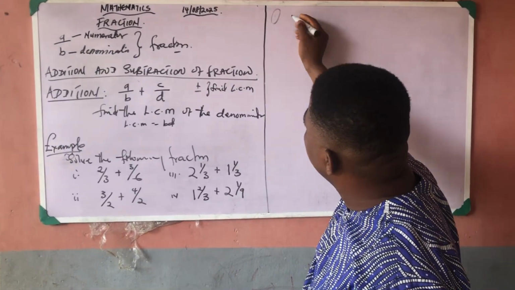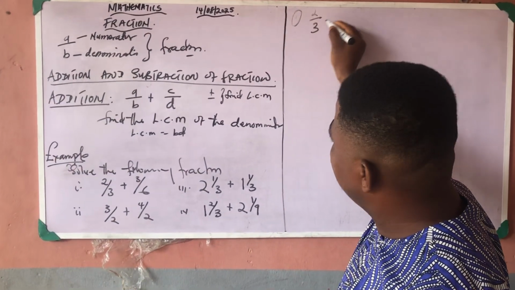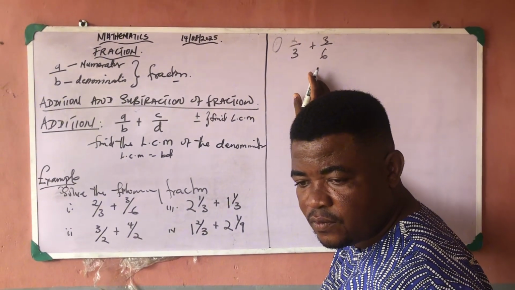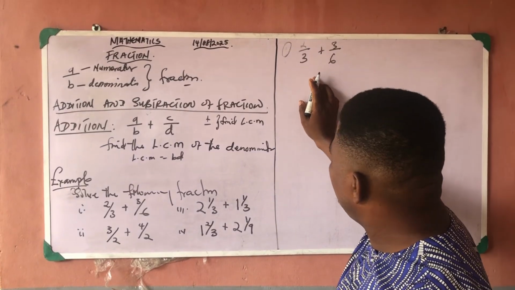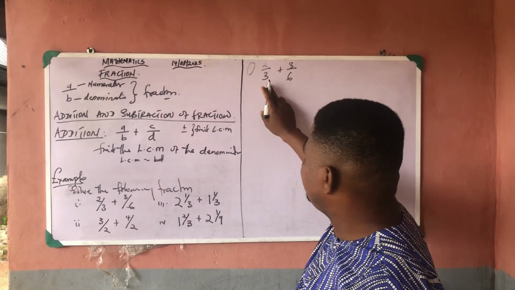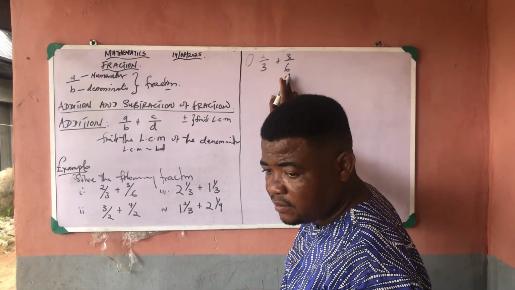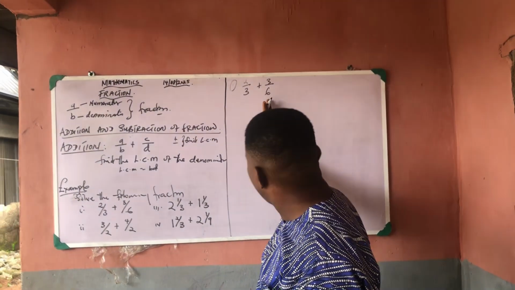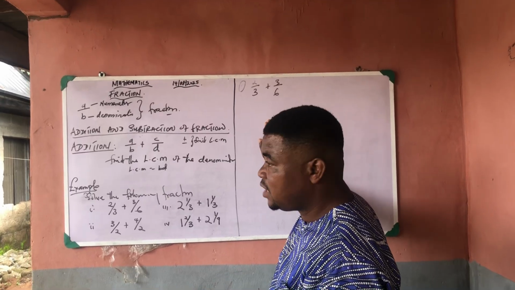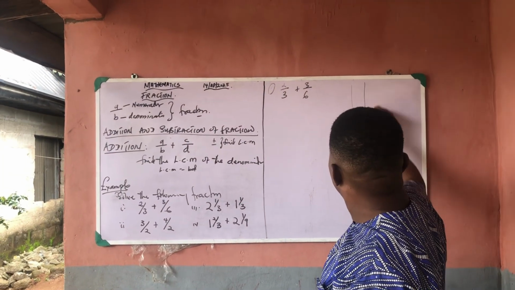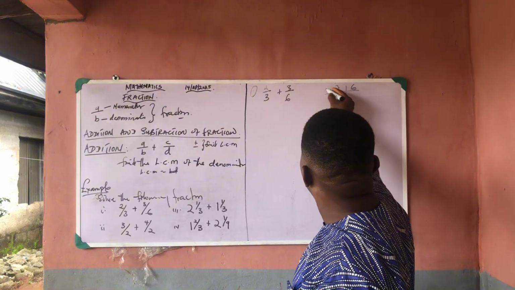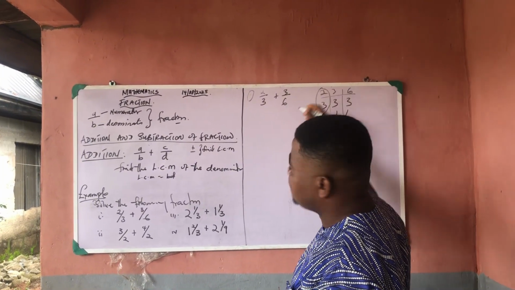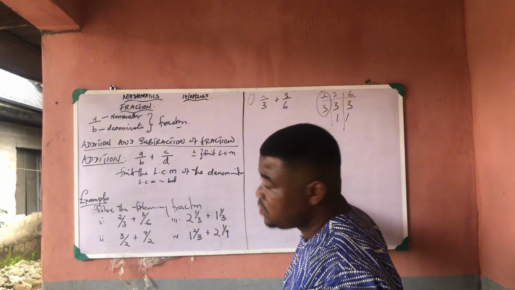You have 2 over 3 plus 3 over 6. What do we do? Find the LCM of the denominator, which is 3 and 6. So what is the LCM of 3 and 6? This is 3, this is 6. 2 cannot go into 3. 2 can go here, 3. Then 3 here, 1, 1. 2 times 3 is 6. So it's still 6.